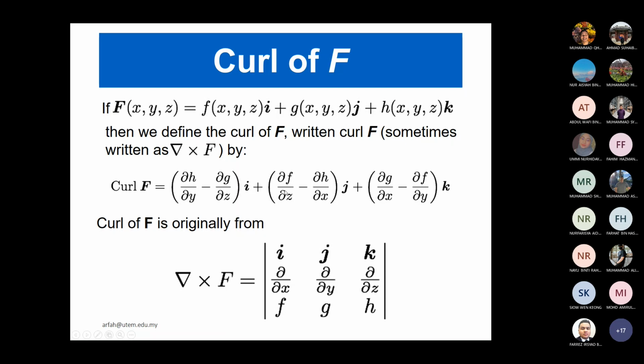That is the partial derivative for the i component. Actually, you don't have to memorize this formula, because the formula comes from the cross product of the vector del with F. You put i, j, and k over here, and then you have the partial derivatives with respect to x, y, and z.